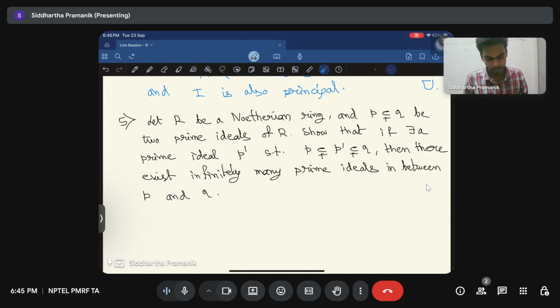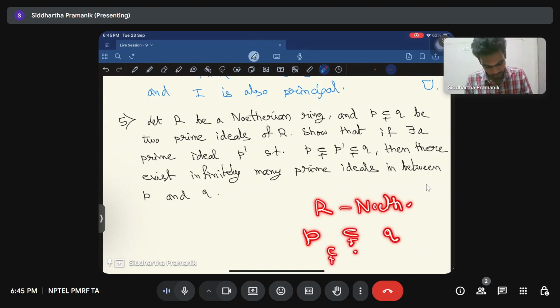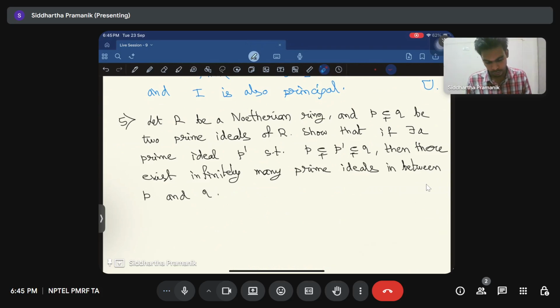So what this statement is saying is, suppose R is a Noetherian ring and you have prime ideals P which is a proper subset of Q. Now between P and Q, if there exists a prime ideal in between, then there will be infinitely many prime ideals between P and Q. So in between P and Q, there cannot be finitely many prime ideals. If there is a prime ideal, then there will be infinitely many. So let's prove this.